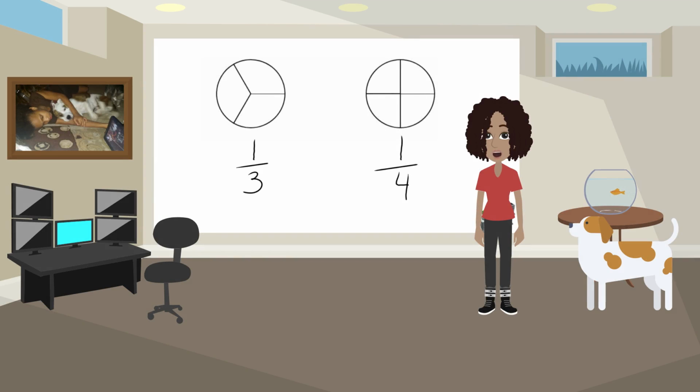Let's compare 1/3 and 1/4. Remember, the denominator shows how many equal parts make up a whole. The shape on the left has 3 equal parts. The shape on the right has 4 equal parts. Are thirds greater than or less than fourths?